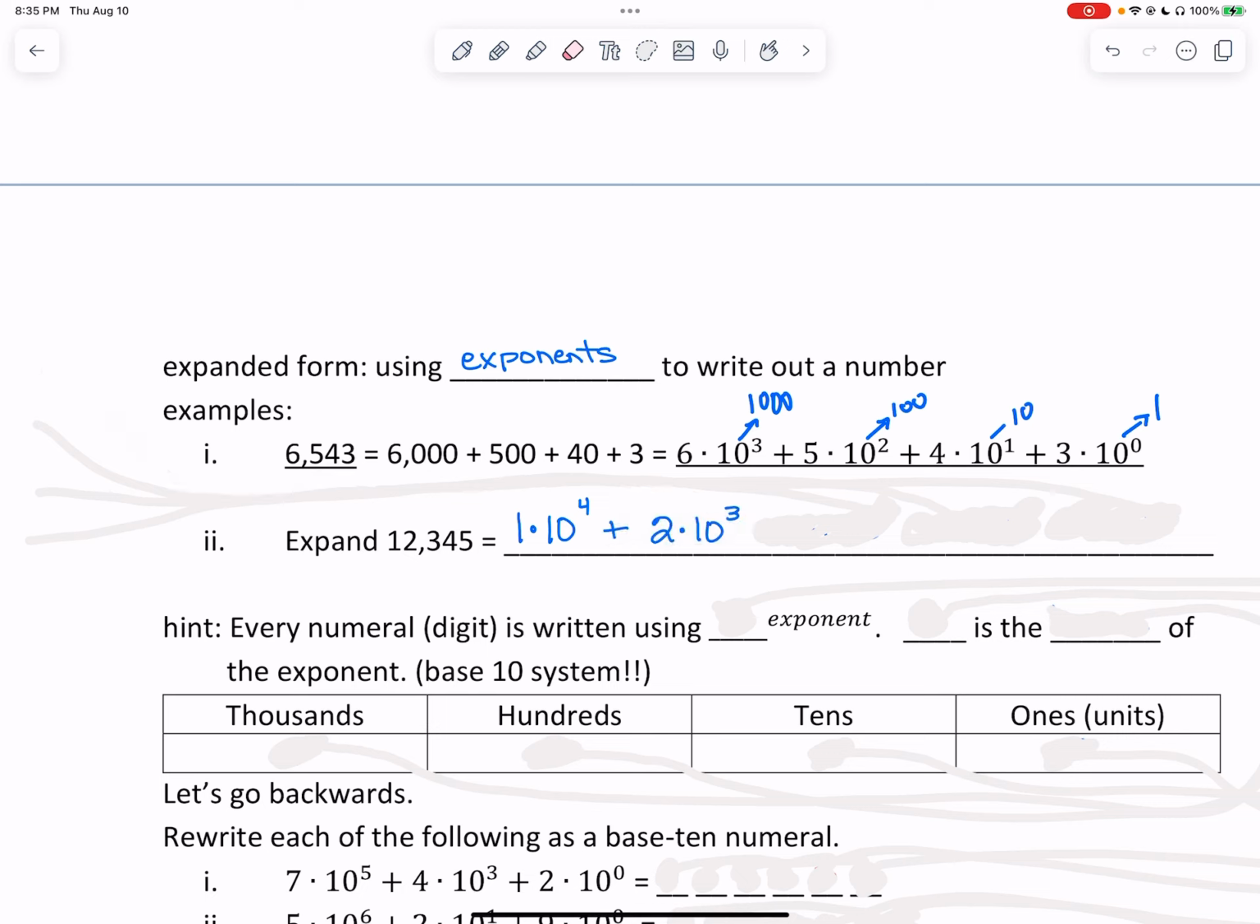Okay. Then we're going to add the 2. Notice that's in the thousands place, so it has 10 to the 3rd. Then we've got 3 in the hundreds place, and we've got 4 in the tens place. Then we got 5 in the ones place.